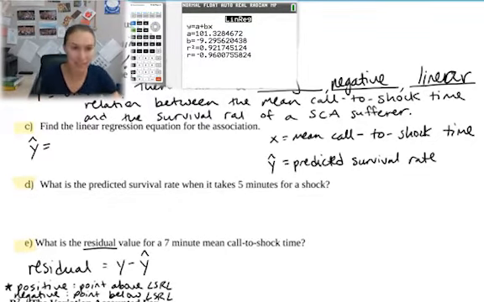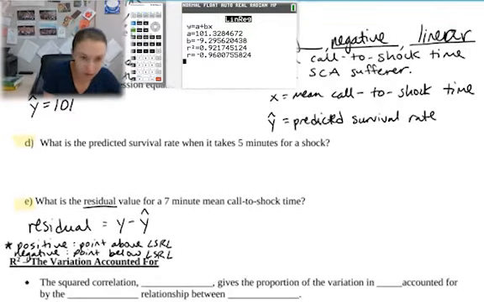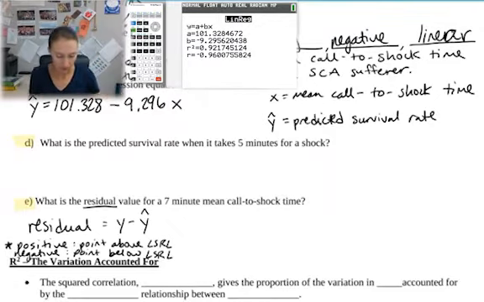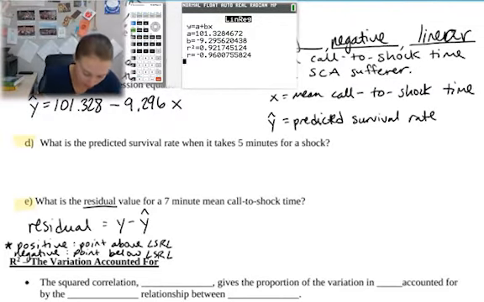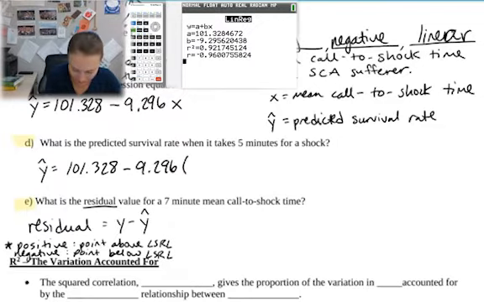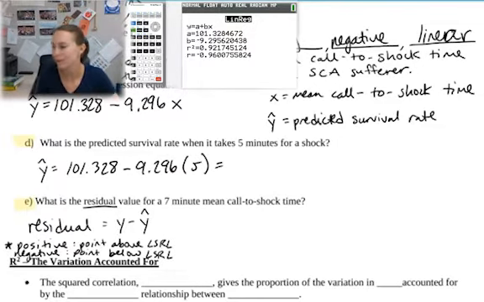So y hat equals, and then my a value is 101.328 minus b, which is 9.296x. All right, so there's our linear regression equation. And then what is the predicted survival rate when it takes 5 minutes for a shock? So y hat is going to be this here minus 9.296 times 5. So this is just a basic substitution problem.